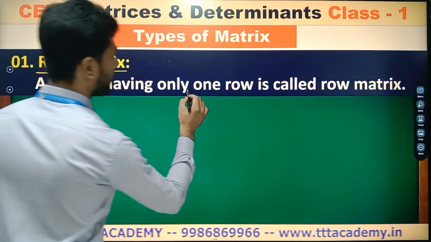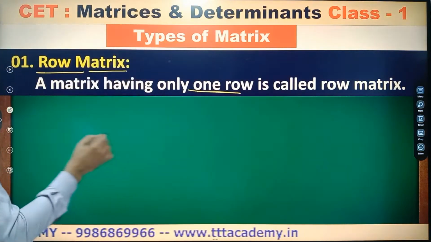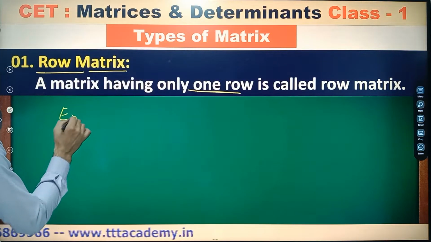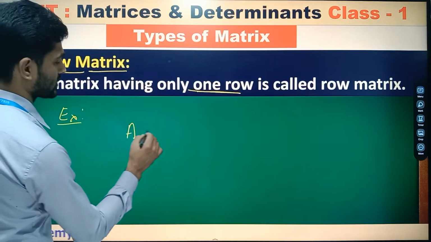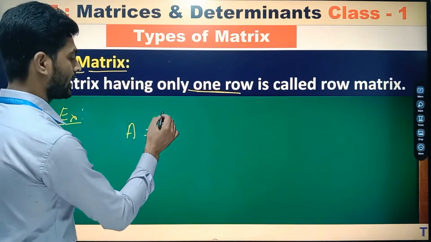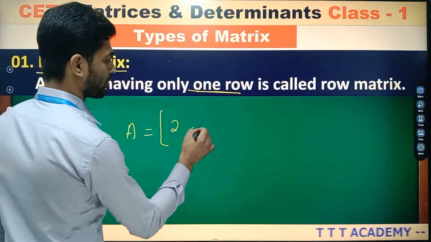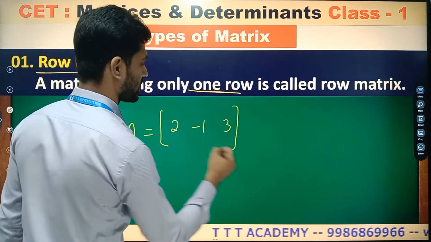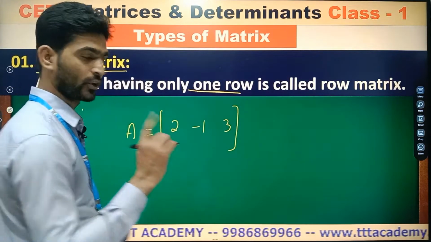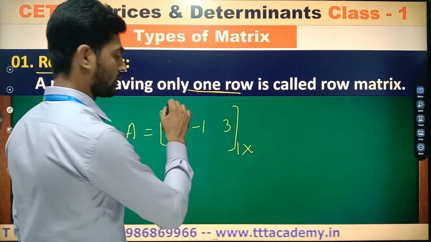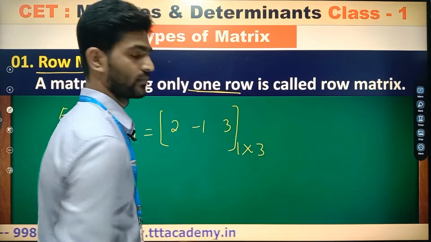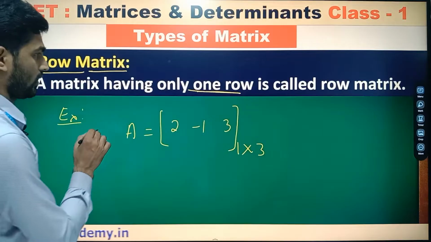If there is only one row, I call it a row matrix. Example, suppose A is a matrix, where A equal to 2 minus 1 3. See, observe here, how many rows here? Only one row, but how many columns here? There are three columns. This is the example for row matrix.